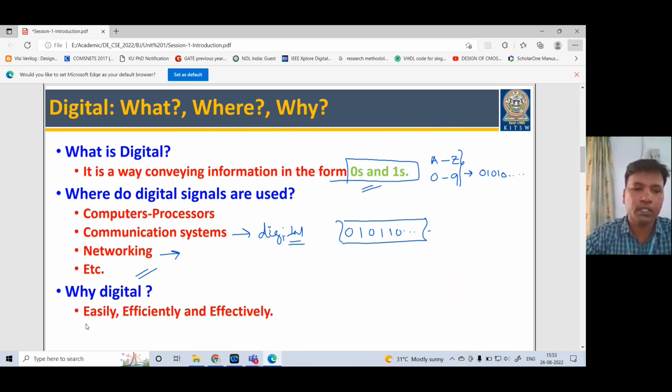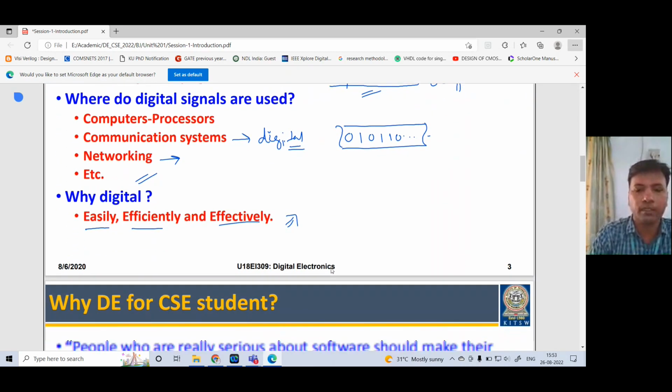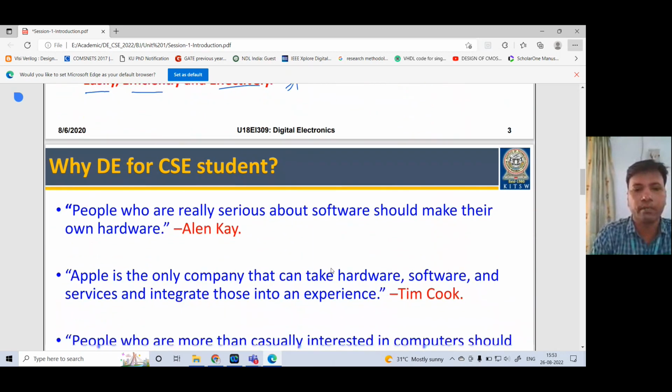And why do we need a digital signal? Because digital signals can be easily, effectively, and efficiently transmitted through any mode of communication. They can also be easily and effectively processed, so the efficiency of the process increases. So that is the need, necessity, and definition of a digital signal.